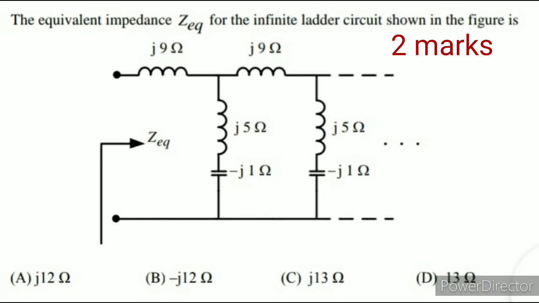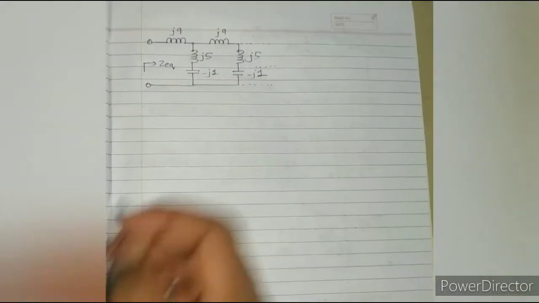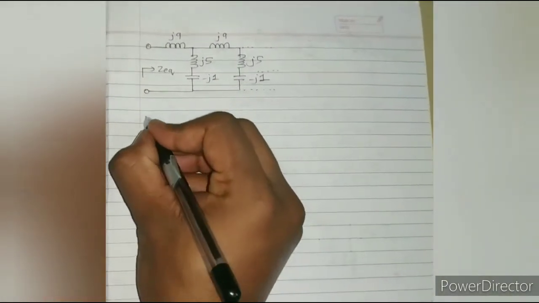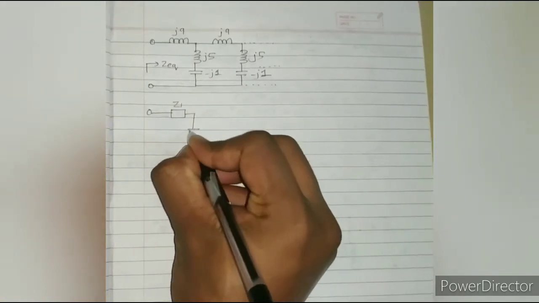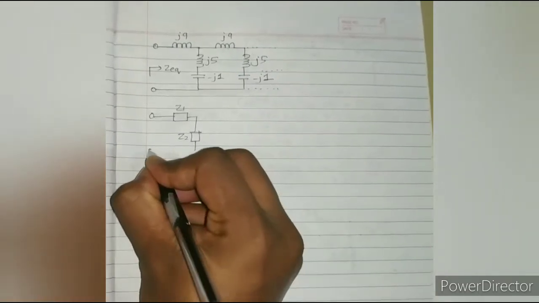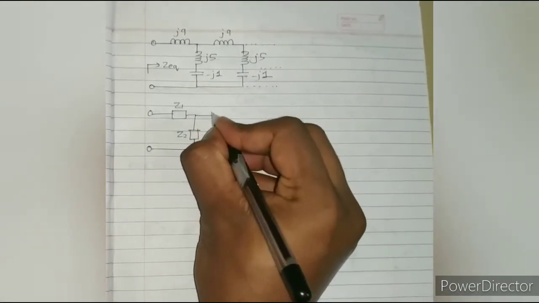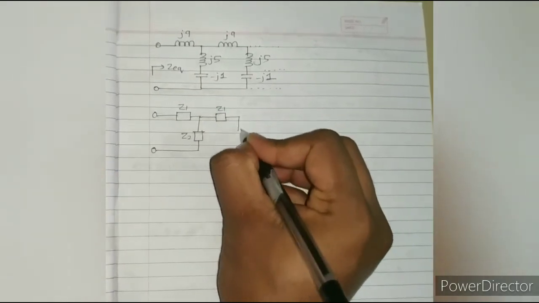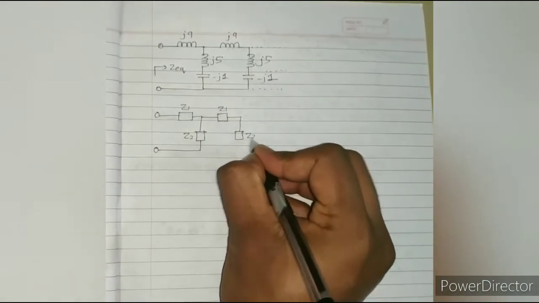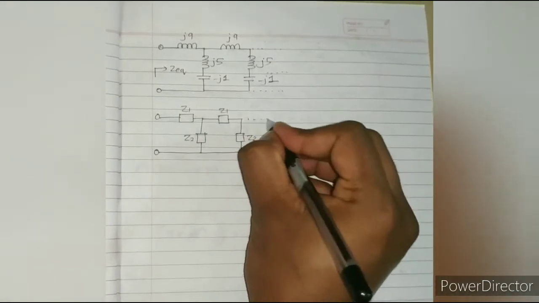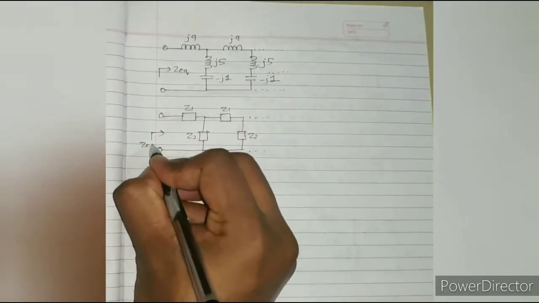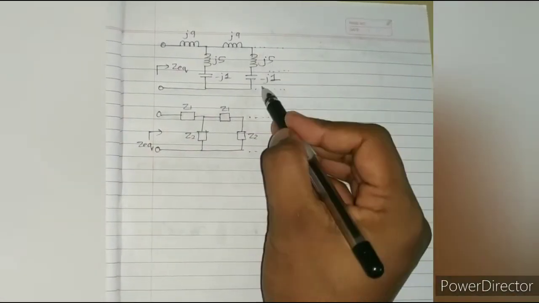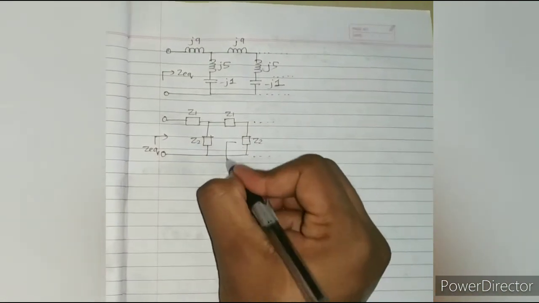This is the fourth 2 marks question. The above circuit can be replaced by Z1 in series. Parallel, this branch can be replaced by Z2. Similarly over here Z1 and again Z2. And then the infinite ladder continues. Since it's an infinite ladder, this is Z equivalent. We can also assume Z equivalent over here since it's an infinite ladder.